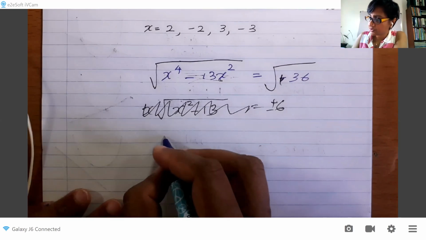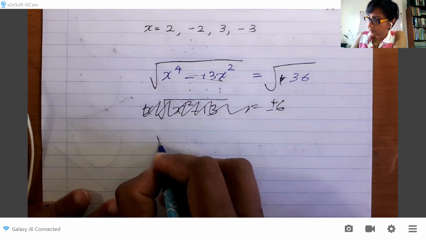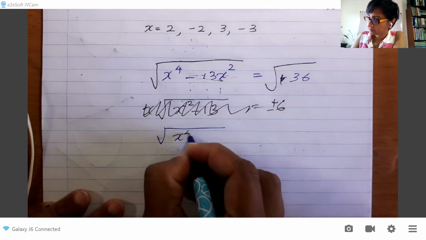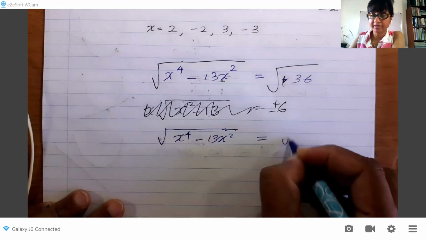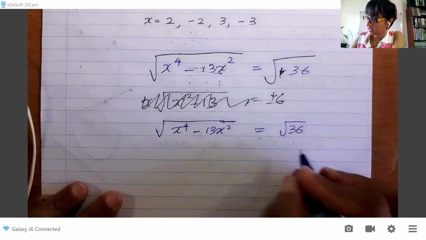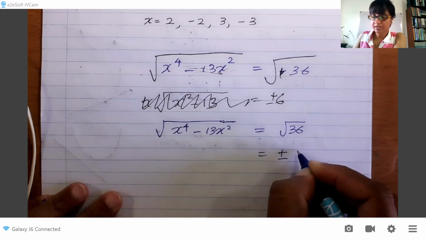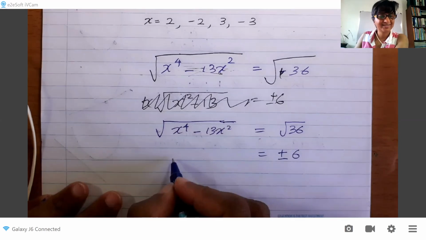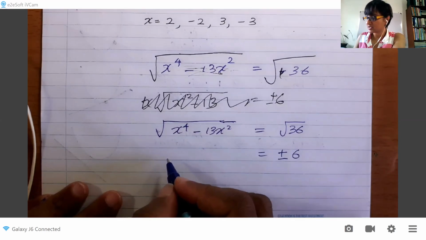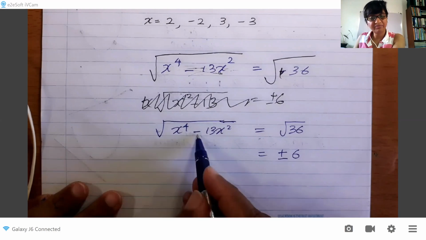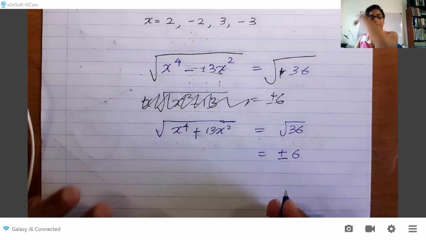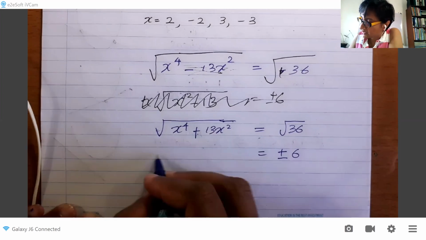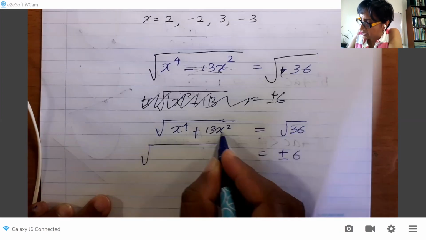So if you do this, then if that was 36, on this side you get plus or minus 6. What are you suggesting to do here? If the 13 was positive, even if it is positive, then how? I can do this. I will show you. Out of these two, I take an x square out.